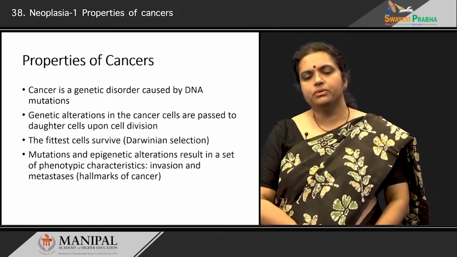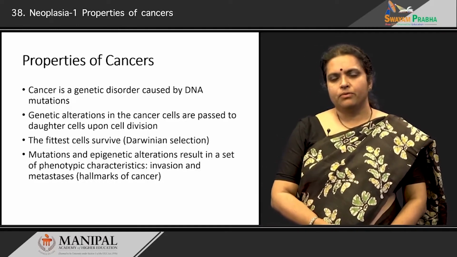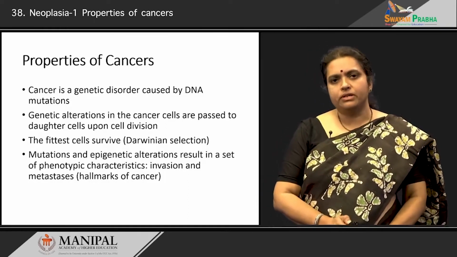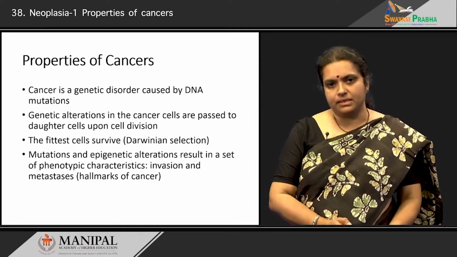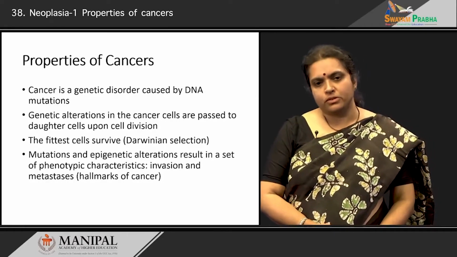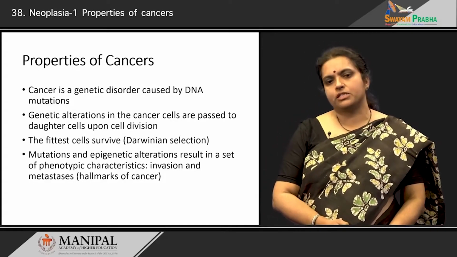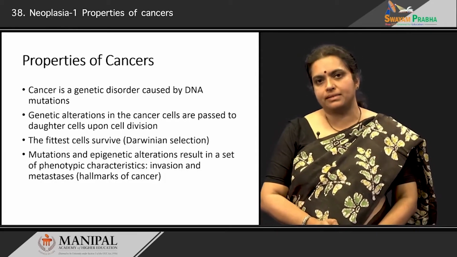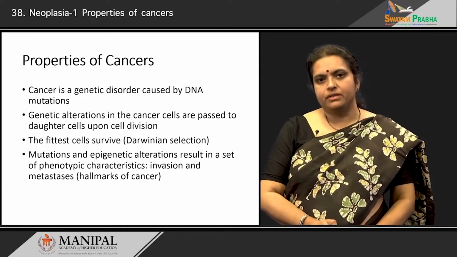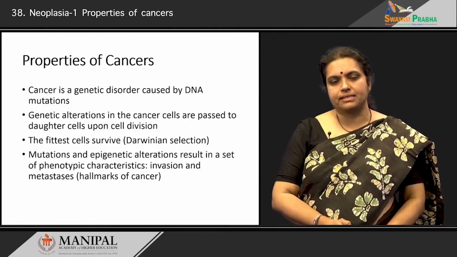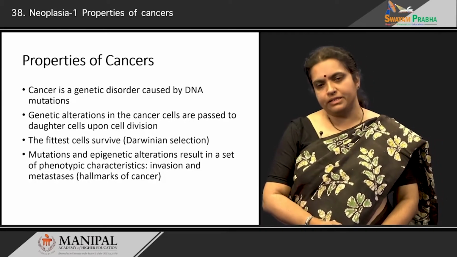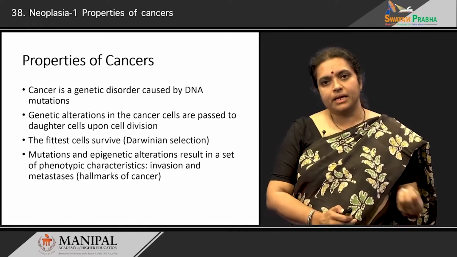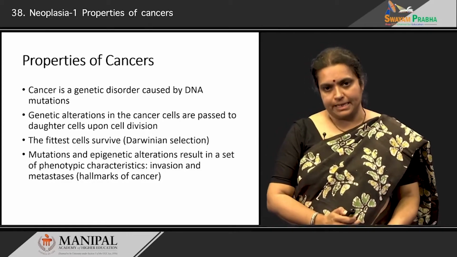Right. So, we will move on to the properties of cancers. Before we get into the details of the different aspects of cancers, there are some general rules and properties that we need to understand about cancers. The first and foremost is that cancer is a genetic disorder caused by DNA mutations. Now, this is central to the understanding of how cancer occurs. The second point that we need to understand is these genetic alterations in the cancer cell are passed to daughter cells upon cell division. So, since these changes occur within the genes of the cells, when the cells divide, the same genetic changes are passed on to the daughter cells.